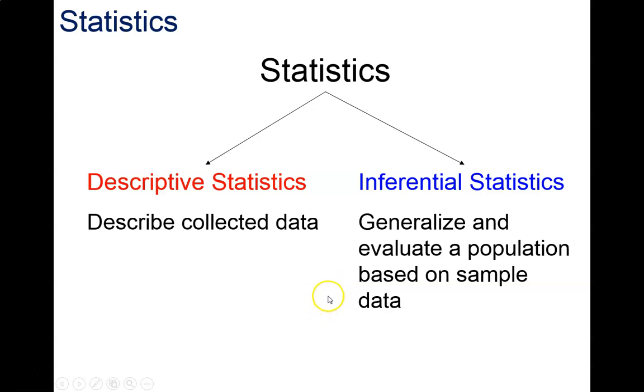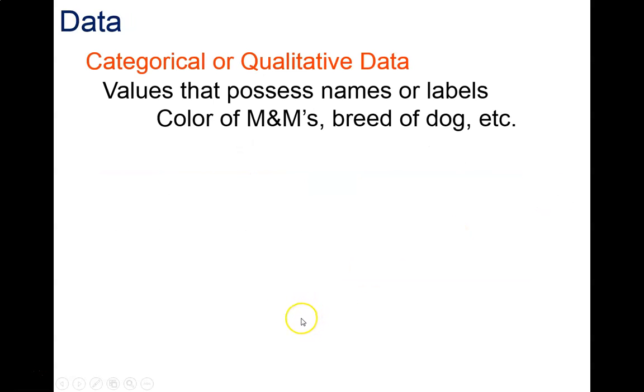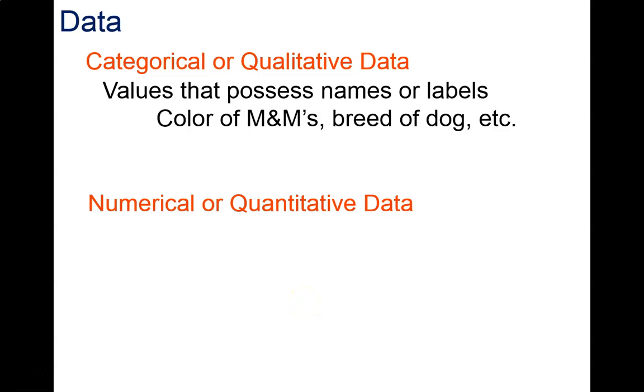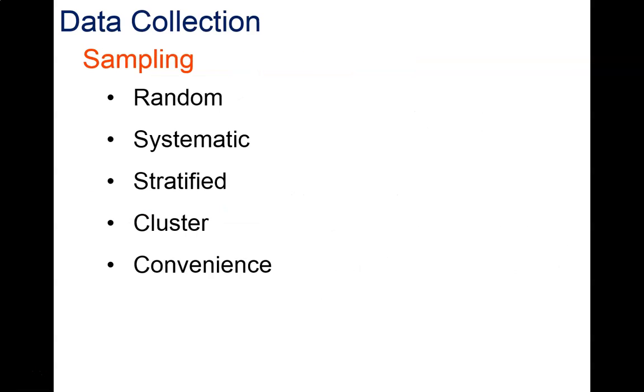There are two types of statistics: descriptive statistics, which describe collected data, and inferential statistics, which generalize and evaluate a population based on sample data. As far as data goes, you can get categorical or qualitative data, basically non-numbers, like colors of M&Ms or the breeds of dogs. Or you can get numerical or quantitative data, which is basically numbers.